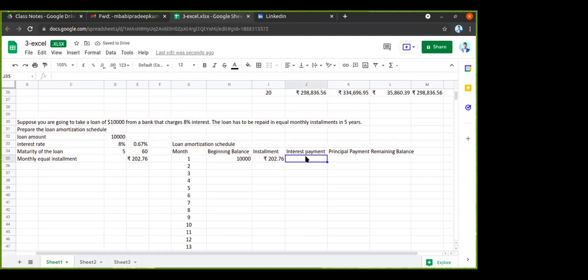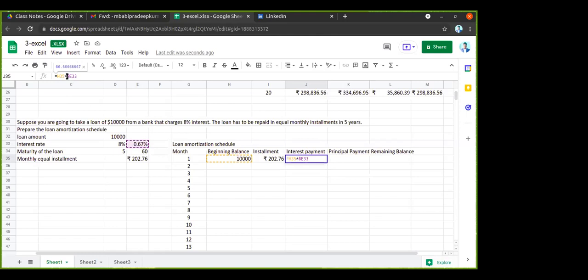The interest payment is dependent on the beginning balance of the current month. In the first month, it is 10,000 multiplied by the monthly interest rate, and it gives 66. Here the interest rate will be fixed for every month, so we can fix it with the dollar sign.